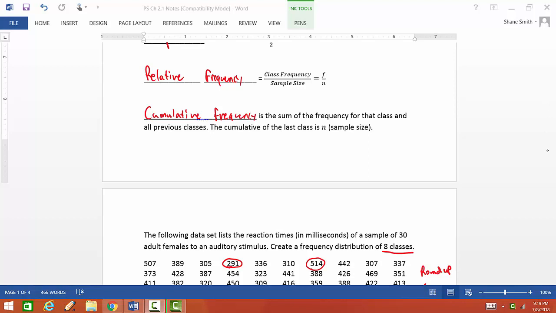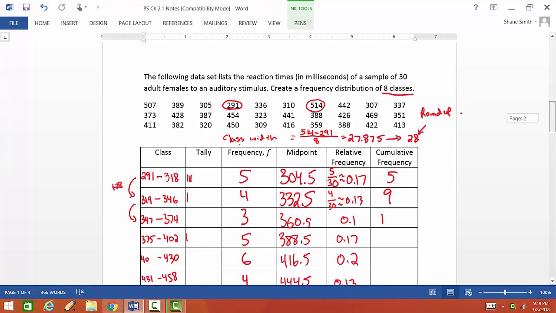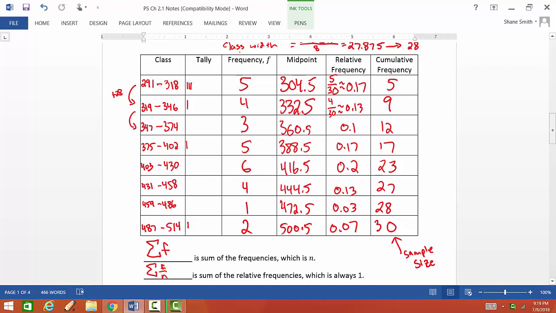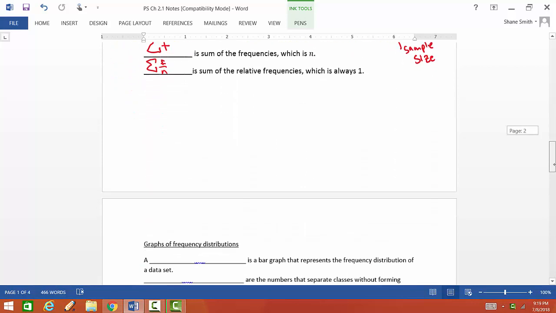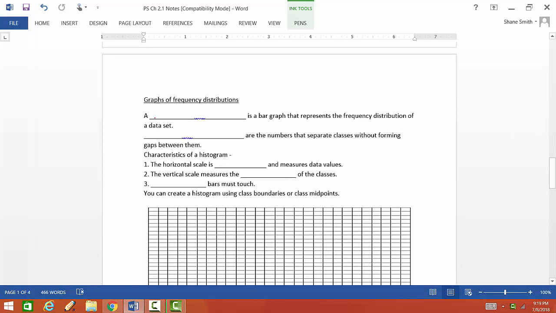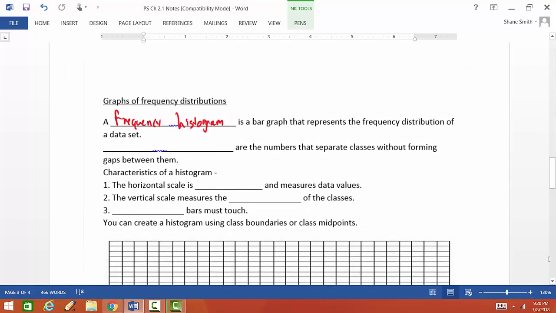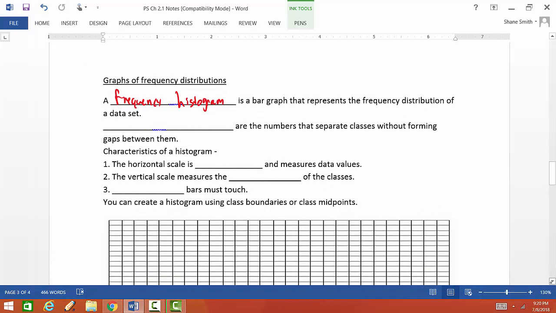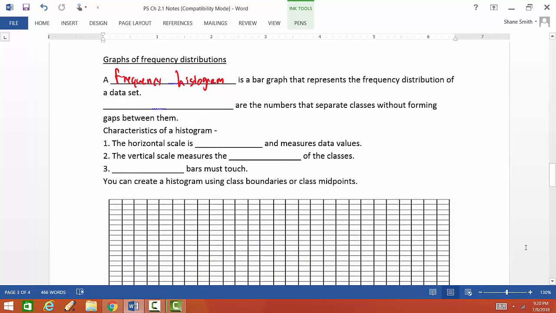Alright, so now that you know how to create a frequency distribution, we're going to talk about the graphs that are made from a frequency distribution. So the first type of graph is called a frequency histogram. And a frequency histogram is a type of bar graph that represents the distribution of a data set.